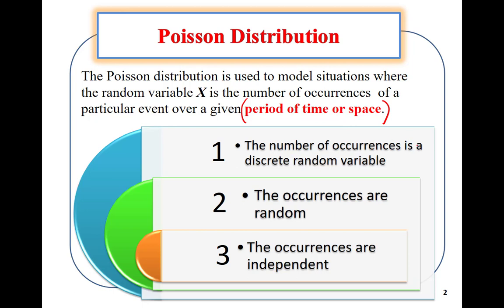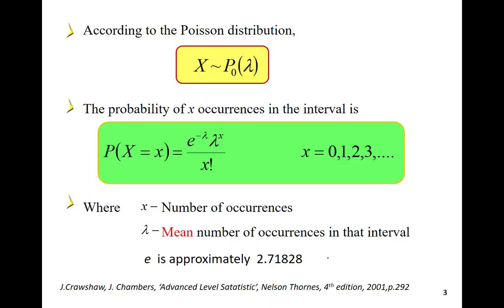The number of occurrences is a discrete random variable. The occurrences are random, and they are also independent. The notation will be X distributed Po(lambda). The parameter is lambda.